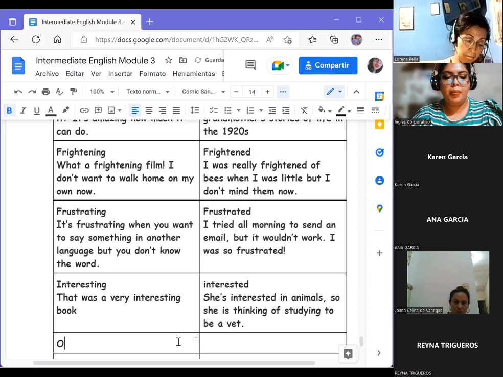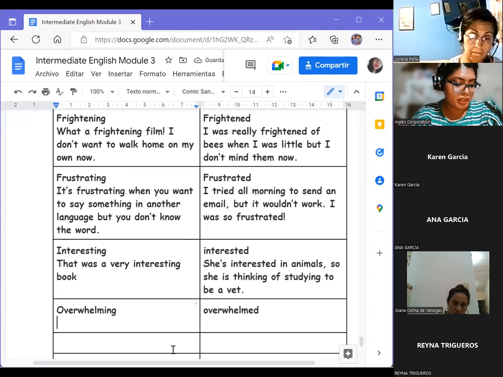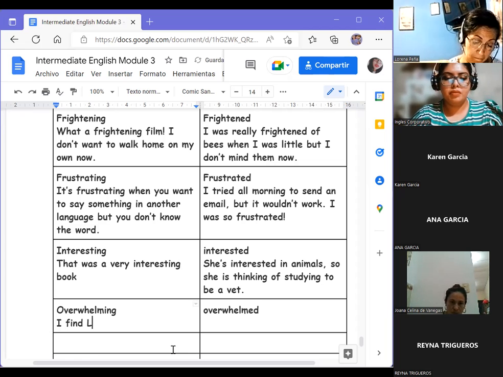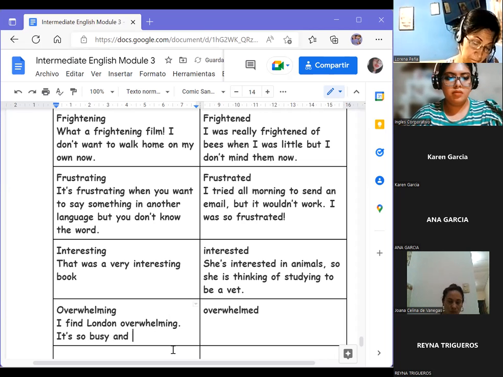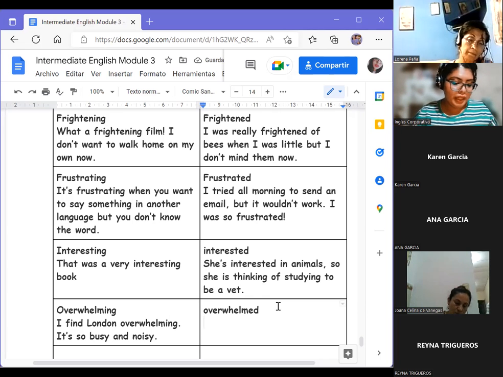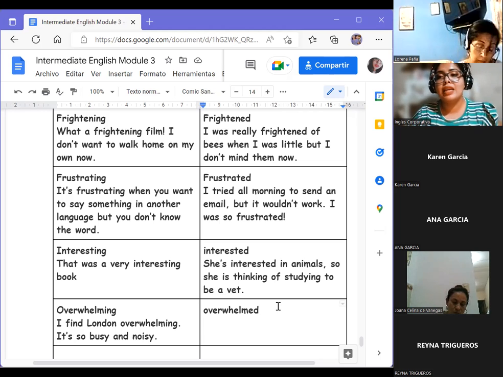Overwhelming and overwhelmed. And we have, I found London a bit overwhelming. It's busy and noisy. For the feeling, we have Julie felt overwhelmed. She moved house, got a new job, and was learning to drive all at the same time.